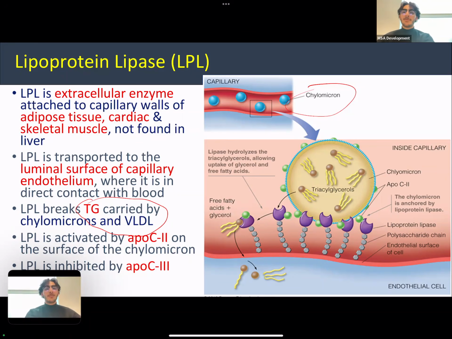The lipoprotein lipase, as I said previously, is activated by the ApoC2 on the surface of the chylomicrons and inhibited by ApoC3. So if we happen to have high levels of chylomicrons in the blood, that tells us there's an issue with ApoC2, because ApoC2 is used to activate the LPLs. If we have a high concentration of chylomicrons in the blood, that tells us that the hydrolysis of these lipoproteins is not happening as efficiently as it should.